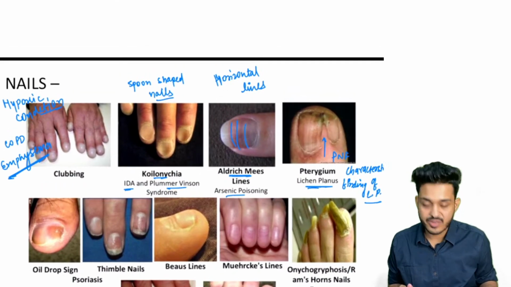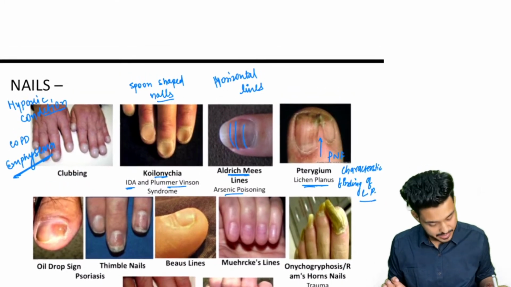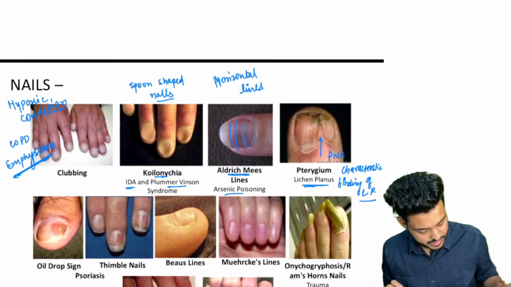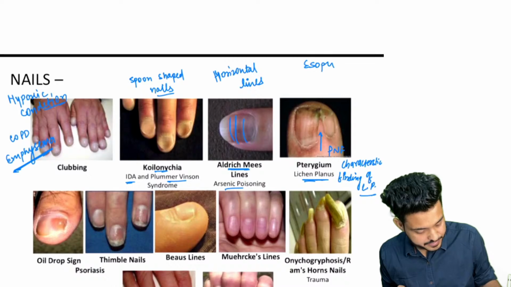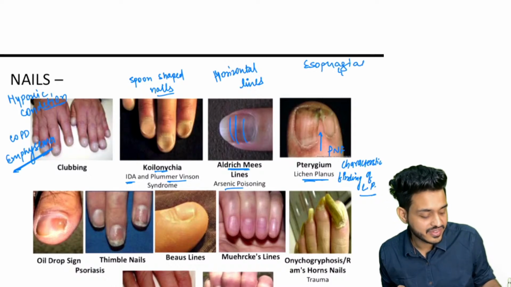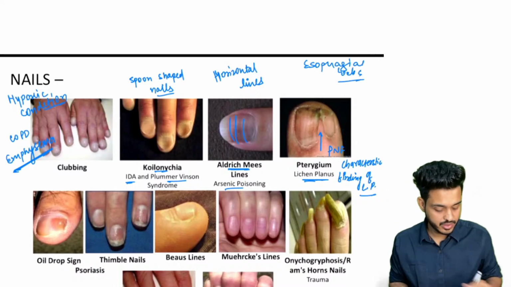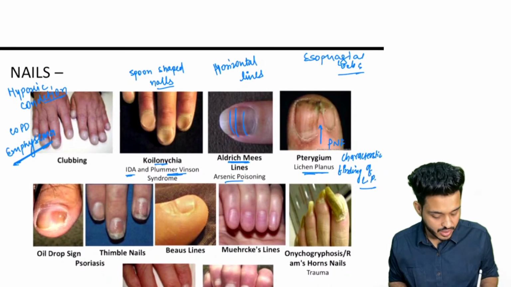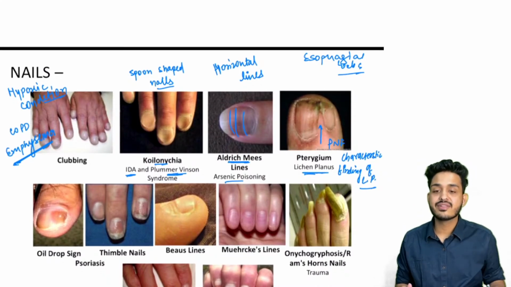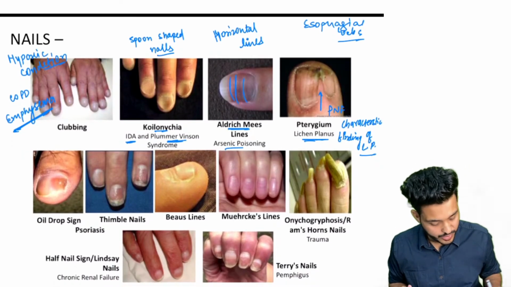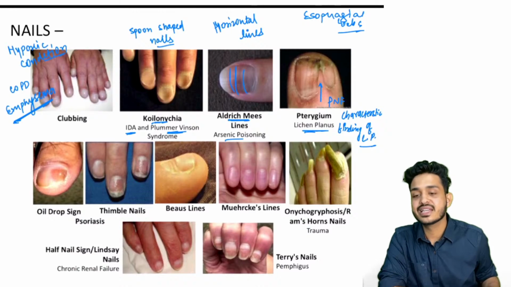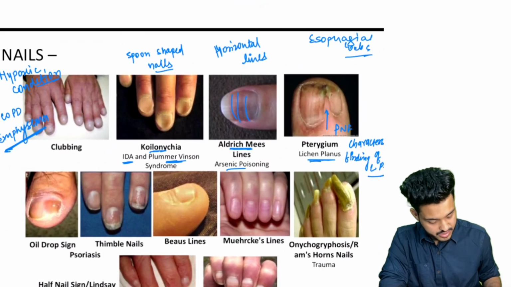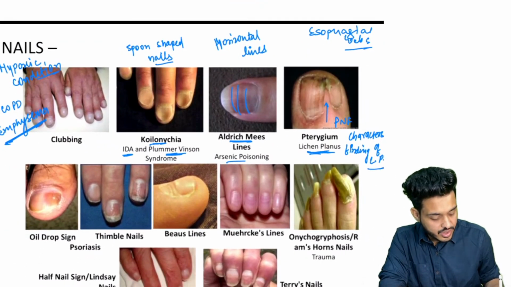What will be there in Plummer-Vinson syndrome? Esophageal webs will be there. Iron deficiency anemia will be there. There will be koilonychia. These are the things we will see in Plummer-Vinson syndrome. Okay, this is your pterygium.